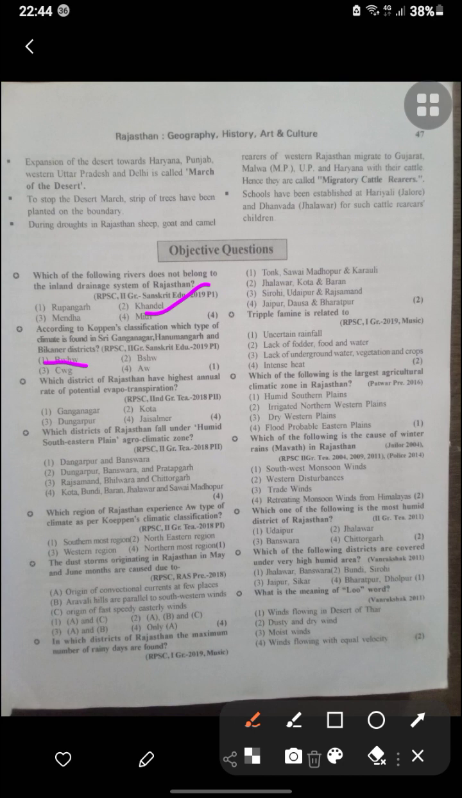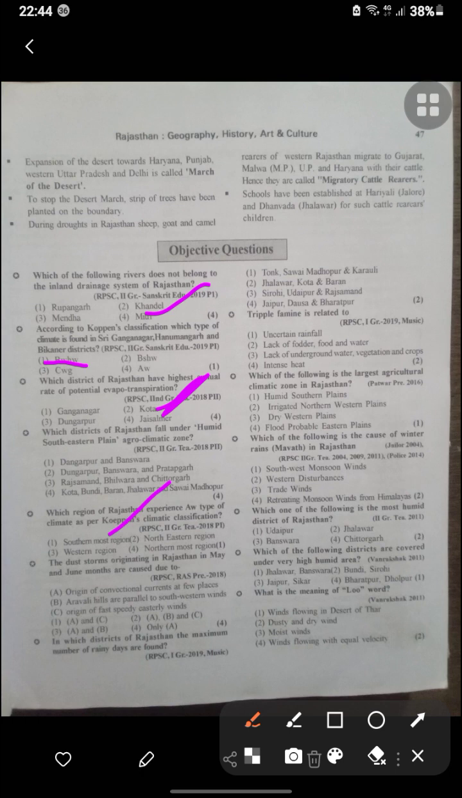Which district of Rajasthan has the highest annual rate of potential evapotranspiration? That is Jaisalmer. Which districts of Rajasthan fall under the humid southeastern plain agroclimatic zone? That was Kota, Bundi, Baran, Jhalawar. Which region of Rajasthan experiences Aw? Aw is the southeastern part.